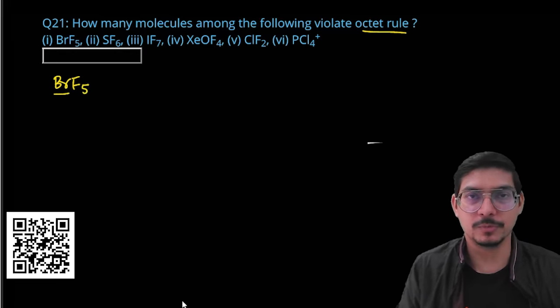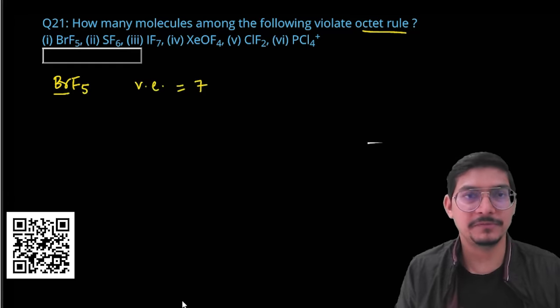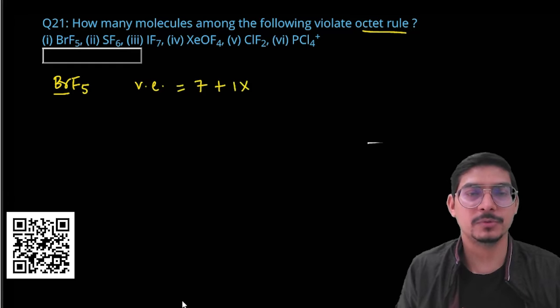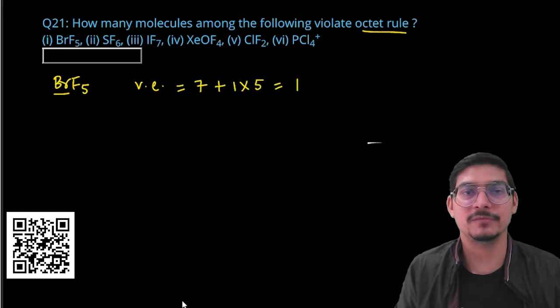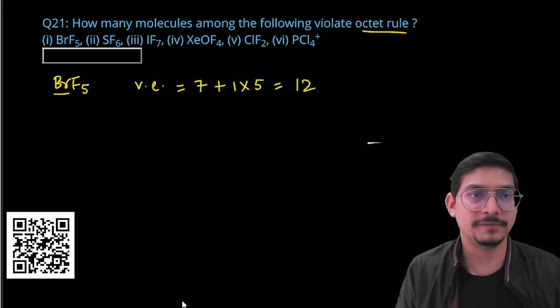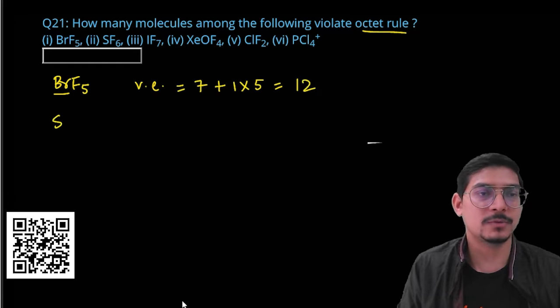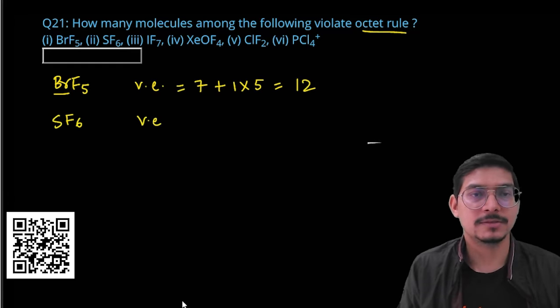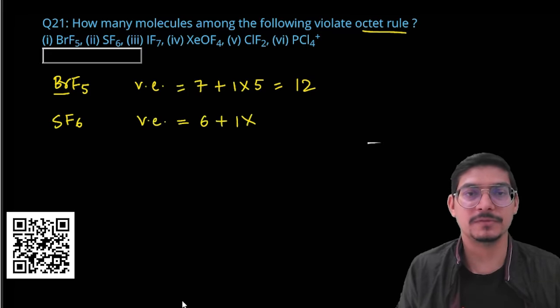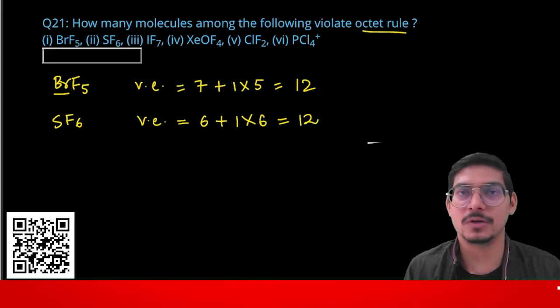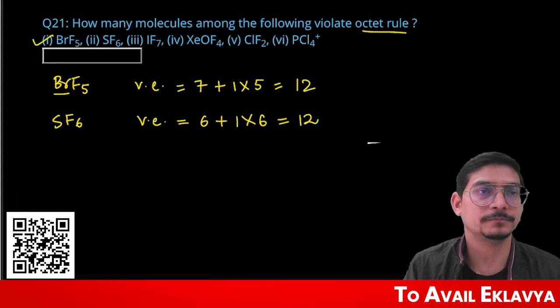The central atom is bromine that has 7 electrons in its valence shell, but it is bonded to 5 fluorine atoms. Each fluorine atom contributes 1 electron because it forms single covalent bond. So the total number of electrons in the valence shell of bromine in BrF5 would be 12. So definitely BrF5 violates octet rule. Let us look at SF6. Sulfur has 6 valence electrons and it is bonded to 6 fluorine atoms, each of which gives 1 electron. So total number of electrons in the valence shell of sulfur in SF6 would also be 12. This also violates octet rule.